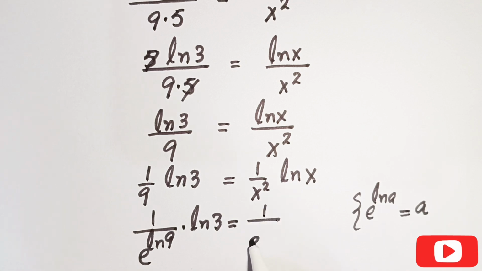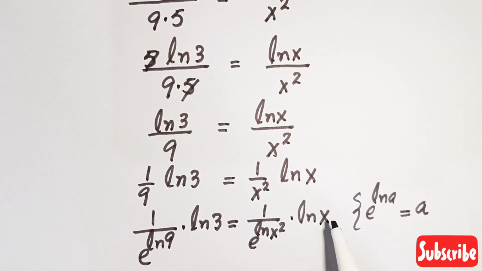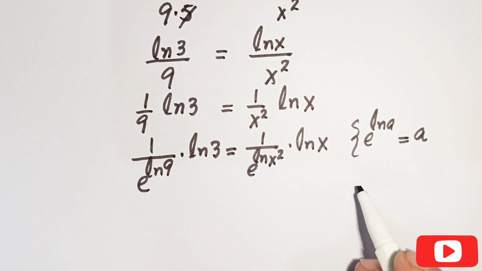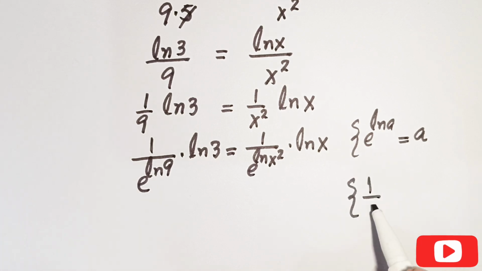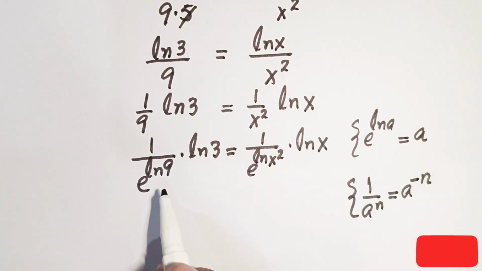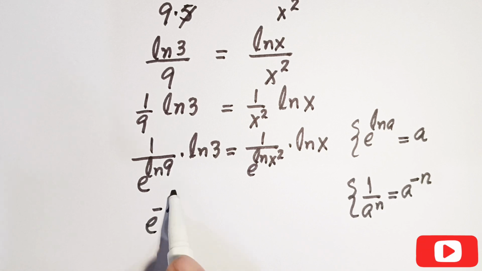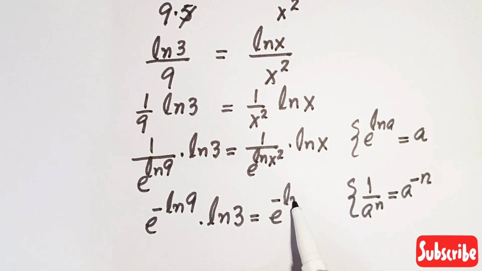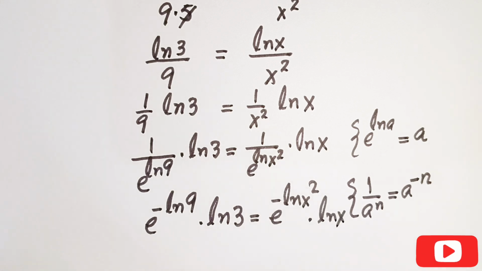So 1 over e to the power natural log of x squared times natural log of x. Now here, as we know by the exponential property, if we have 1 over a to the power n, it is equal to a to the power minus n. So here e to the power minus natural log of 9 times natural log of 3 is equal to e to the power minus natural log of x squared times natural log of x.